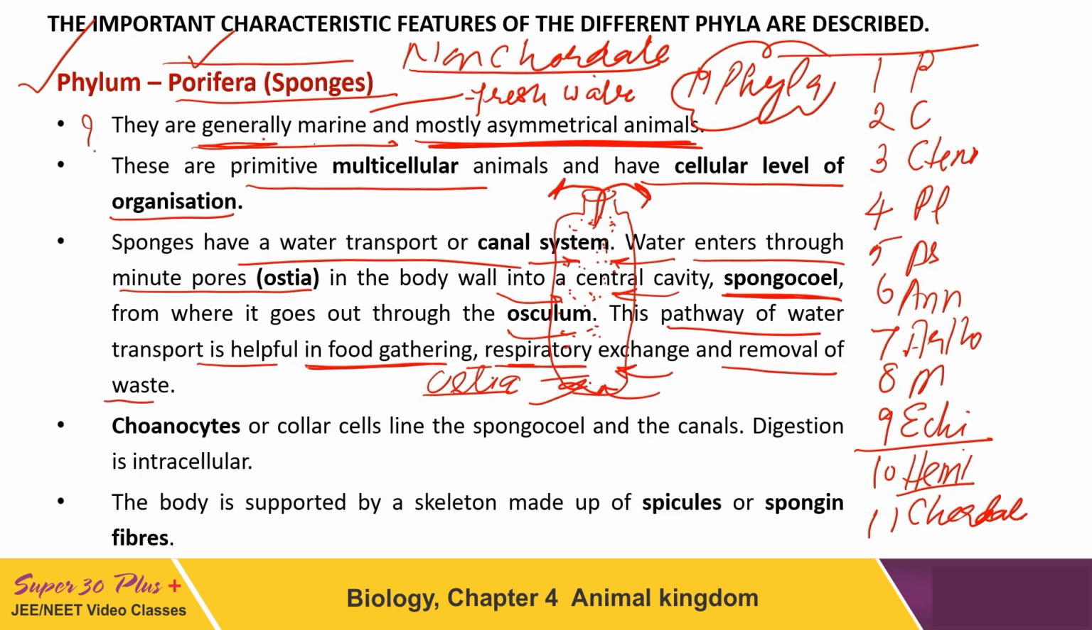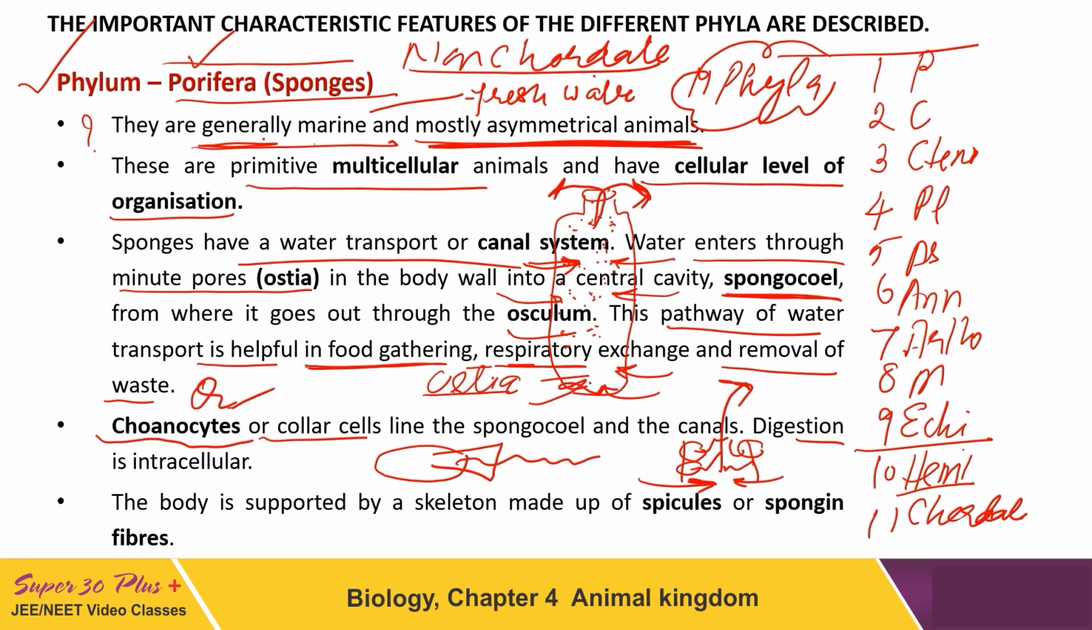Now, an important question: why does the water enter through the ostia and come out through the osculum? The important role is played by choanocytes. Important question again for the NEET examination. Choanocytes, or collar cells. A choanocyte is like this: this is the cell, this is the collar, and here it has a flagellum. The spongocoel is lined with choanocytes, and their flagella show movement in one direction, so that the water will enter through the ostia and go out through the osculum. Digestion is intracellular.